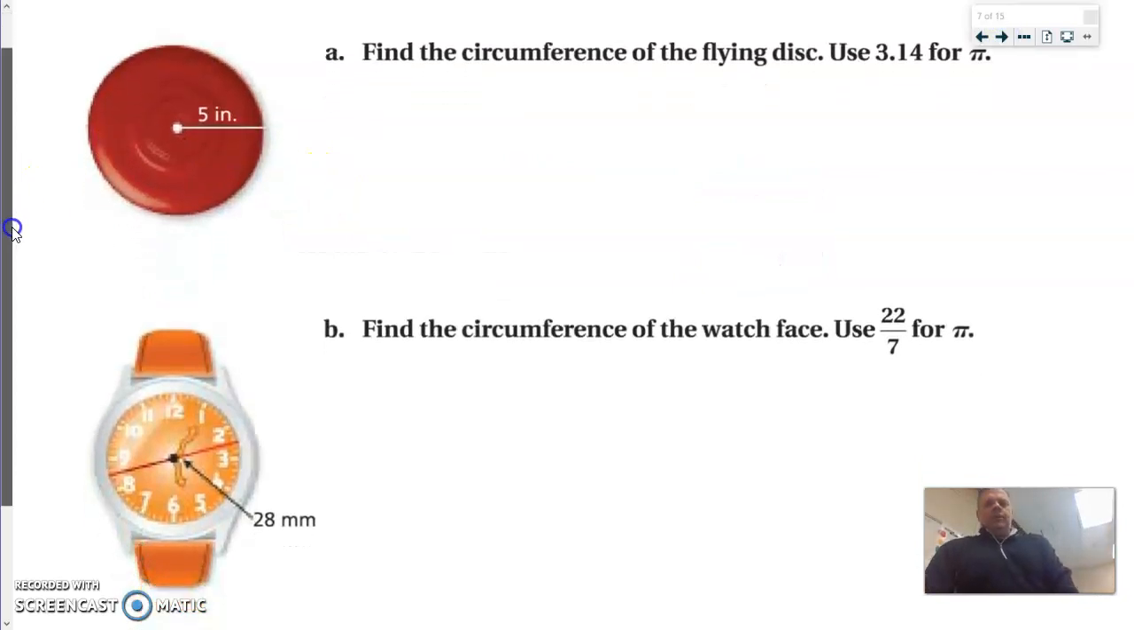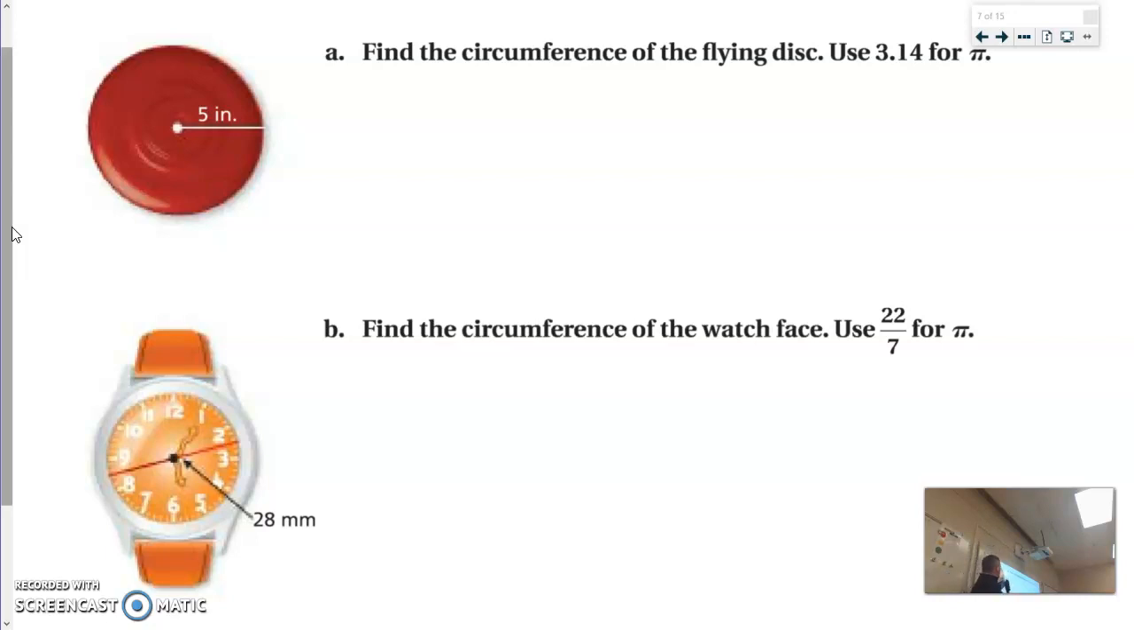So how does this work? It works like this. I'm going to find the circumference of this flying disc, or frisbee probably. Okay? So I'm looking for this distance all the way around.